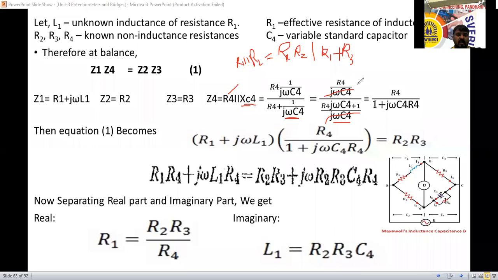Next R4 I will keep as it is here now. See, R4 divided by 1 plus J omega C4 R4 I have written here. This is called the Z4 value. Now substitute this Z1, Z2, Z3 and Z4 value in the equation number 1. So Z1 is R1 plus J omega L1 I have written here now. Next Z4 equal to R4 divided by 1 plus J omega C4 R4, and Z2 Z3 is nothing but R2 R3. We have written like this here.